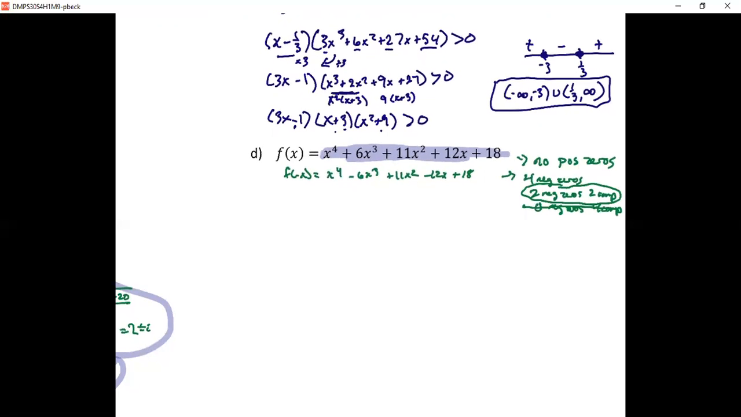So normally, there's no factor by grouping. Actually, there is, but we can't look at it as factor by grouping. Is there a GCF? The answer is no. So f of 0, f of 1, and f of negative 1. f of 0 is 18. What is f of negative 1? It's going to be 1 minus 6, which is negative 5. Negative 5 plus 11 is 6. 6 minus 12 is negative 6. And then negative 6 plus 18 is 12.